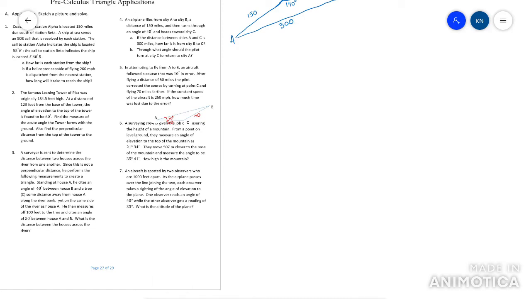All right, now there's a surveyor crew, and they have this job to do, and it's surveying the height of a mountain. So they measure an angle of elevation to the top of the mountain as 21 degrees, 34 minutes. So I'm just going to start drawing a triangle. And we'll say that they're here. And this angle is 21°34'.